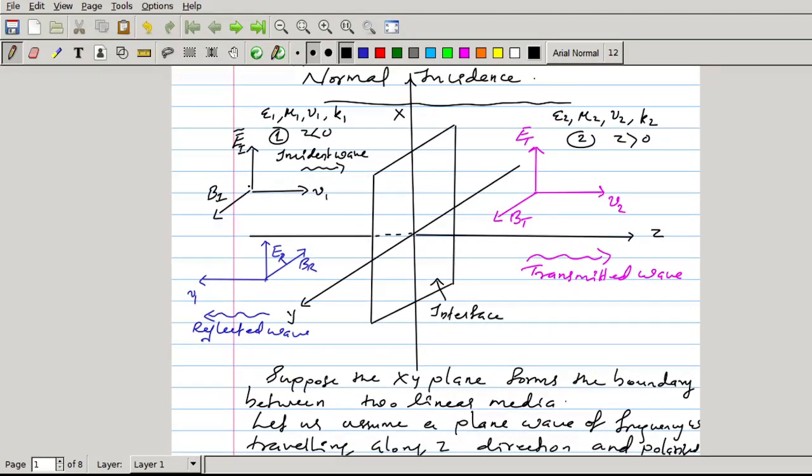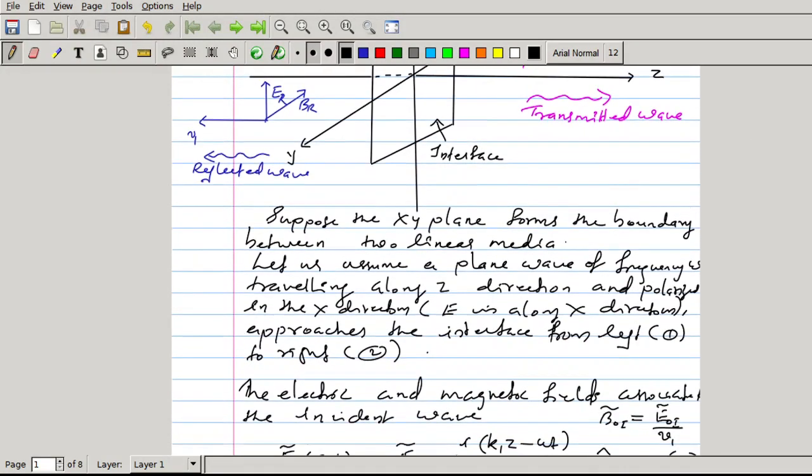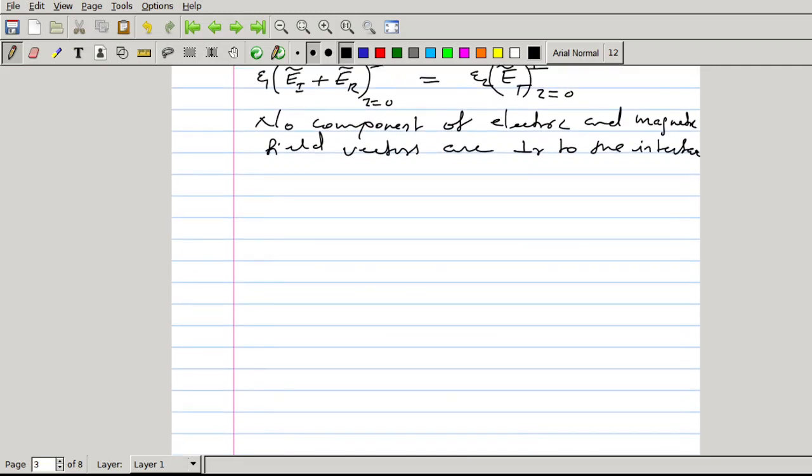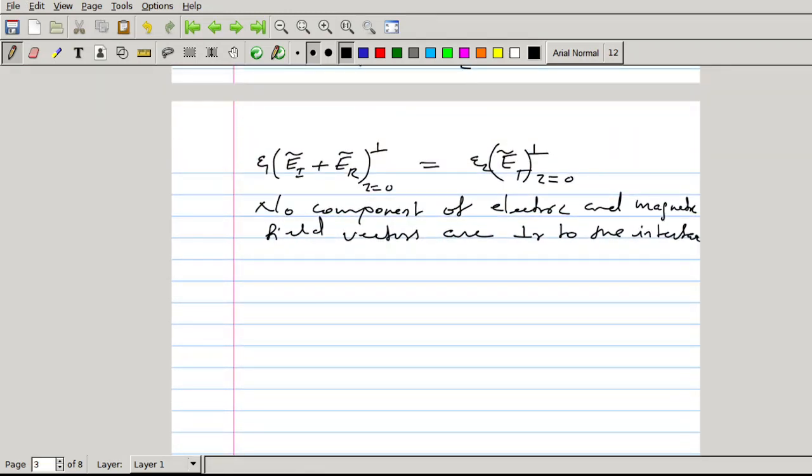So this electric field vector is parallel to the xy plane. This magnetic field vector is also parallel to the interface. The interface is the xy plane, so the electric field is along the x direction and the magnetic field is along the y direction. Here also the magnetic field is negative y and the electric field is positive x. Here also the electric field is positive x and the magnetic field is positive y. So no component of field is along the perpendicular direction.